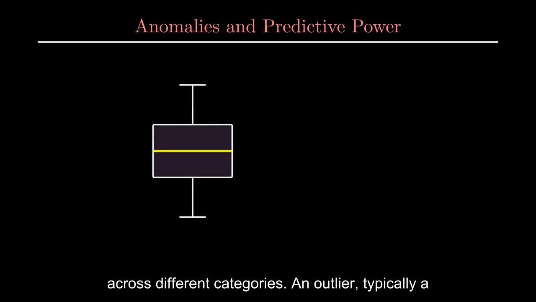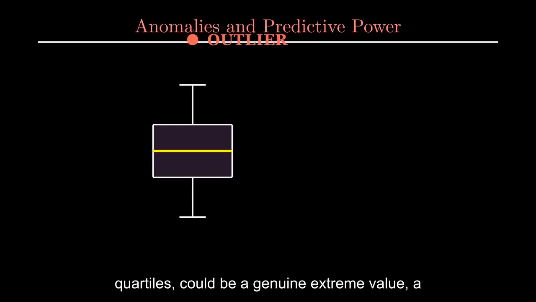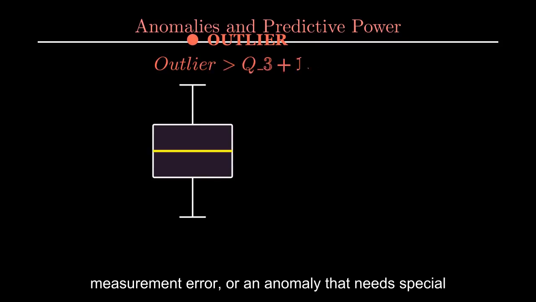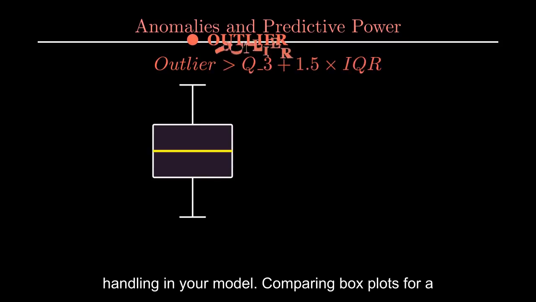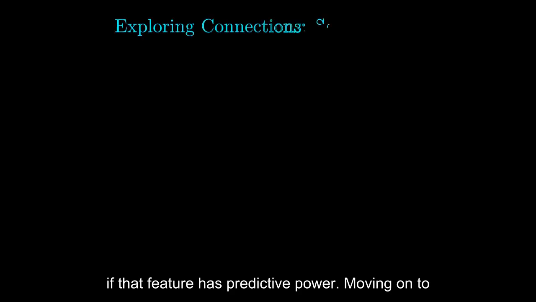An outlier, typically a point falling beyond 1.5 times the IQR from the quartiles, could be a genuine extreme value, a measurement error, or an anomaly that needs special handling in your model. Comparing box plots for a feature across different target classes can reveal if that feature has predictive power.